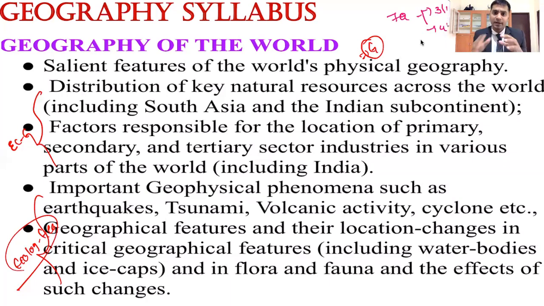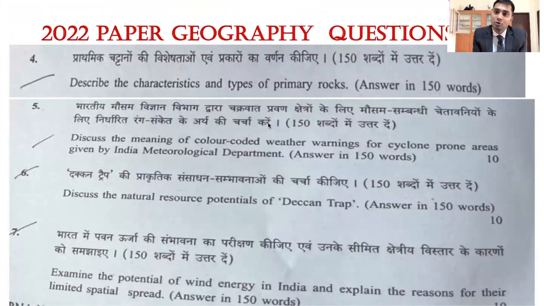So what do I mean to say? I mean to say that in the geography questions, whenever you are trying to answer a geographical question, you should understand these questions not just from plain geography, but from something called ecological perspective of geography, environmental perspective of geography. How? Let me explain you through this paper itself. Look at the 4th question. Discuss the characteristics and types of primary rocks. So this is pure geography, rocks and rock systems, right?